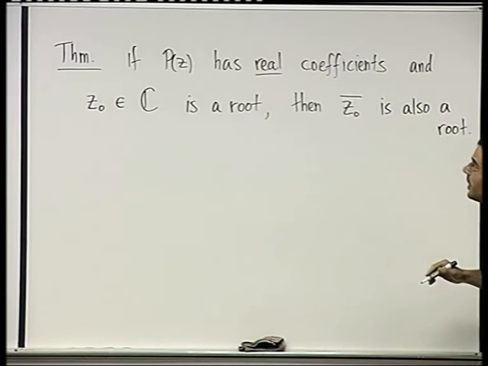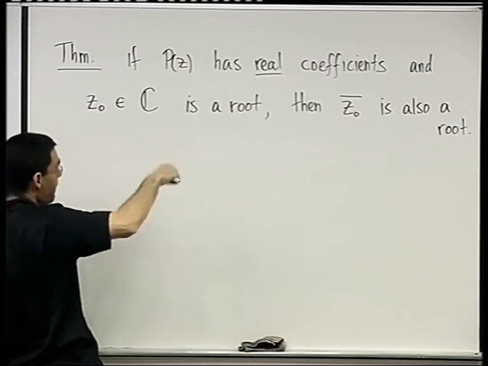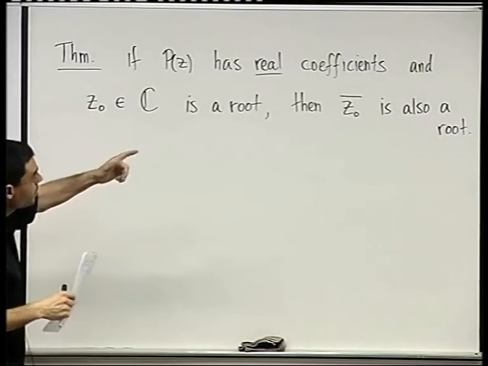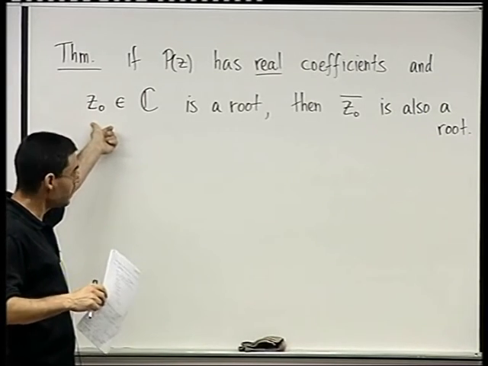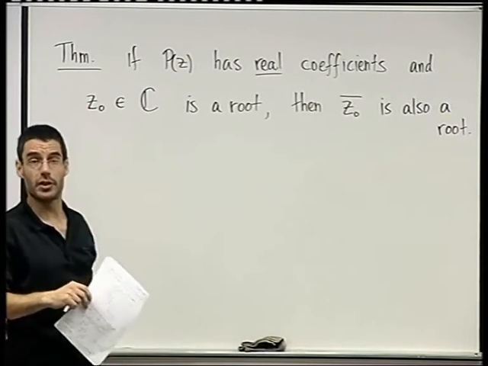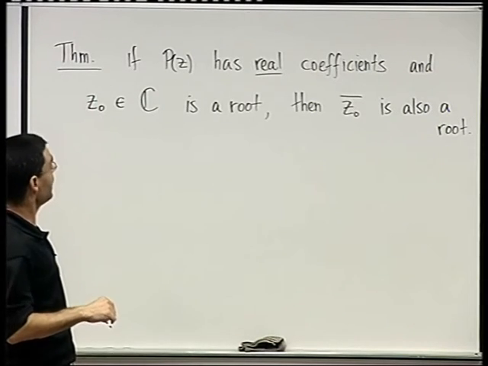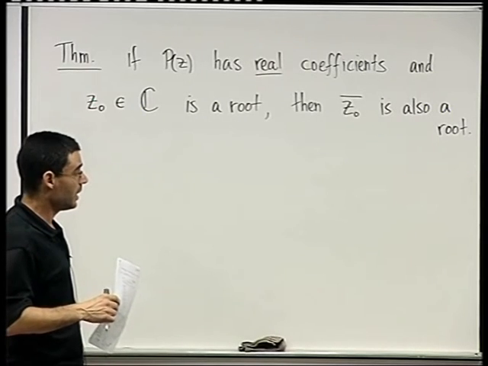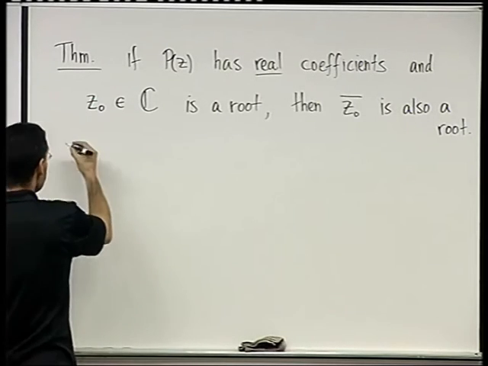So what this tells us is that if we're working over the complex numbers, but we happen to take a polynomial with real coefficients, then its roots come in pairs. For every complex root, its complex conjugate is also a root. Okay, and this can also be useful. Again, we'll see examples throughout exercises and discussions. So let's prove this one.